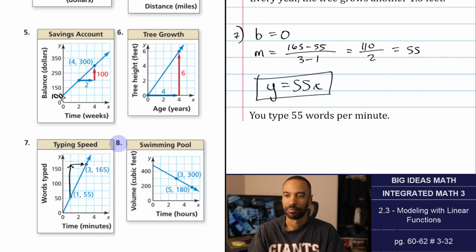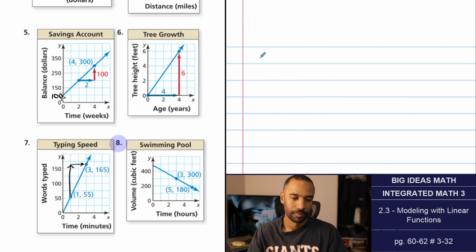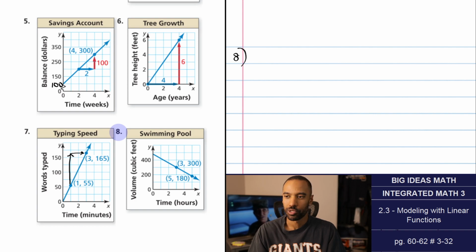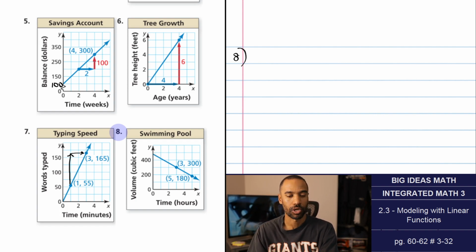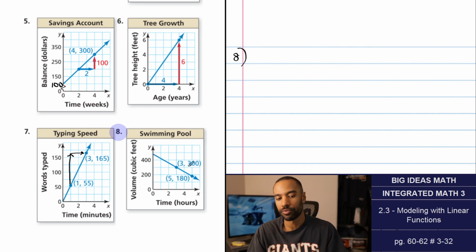Okay, number 8. Swimming pool. Time and volume. I guess this pool's draining. You're losing poolage. This y-intercept, I don't know for sure. I'm not going to guess it. I don't know it. So I'm not going to use slope-intercept form. I do not see what this y-intercept is. But I do have 2 points. So this is one that is very, very built for point slope form.